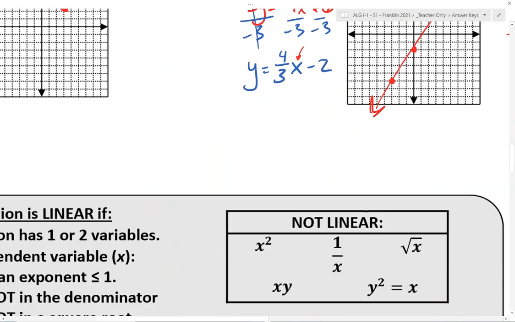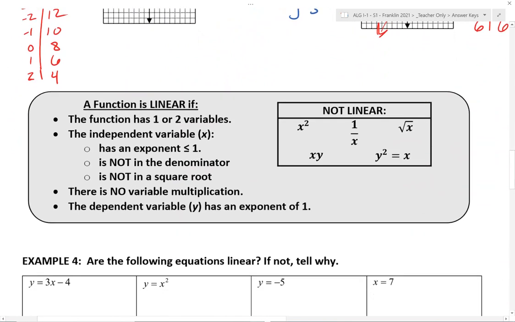Okay, moving on from t-charts a little bit, just to see if a function is linear from the equation. So a function is linear if it has one or two variables, so just x and y, or just x or just y. The independent variable x, so our input area, has to have an exponent less than or equal to 1, is not in the denominator of a fraction, is not in a square root symbol. There needs to be no variable multiplication, and the dependent variable y has to have an exponent of 1. So all the stuff in here is not linear. Can't have an x squared, can't have xy, x in the denominator, x in the square root symbol, y squared. None of that stuff is linear.